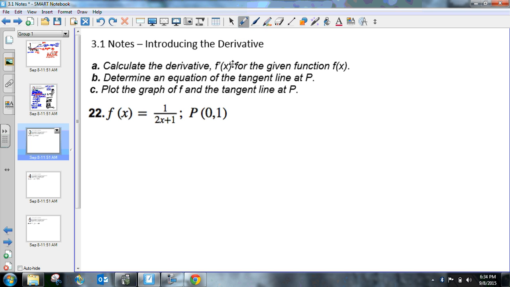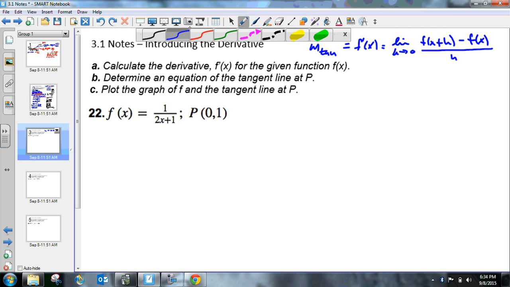What I want to do, remember, is calculate f prime of x, which is a function that will generate the slope of the tangent line at any x value. I get that by taking the limit as h approaches 0 of f of x plus h minus f of x all over h. So let's plug things in and see what we get.